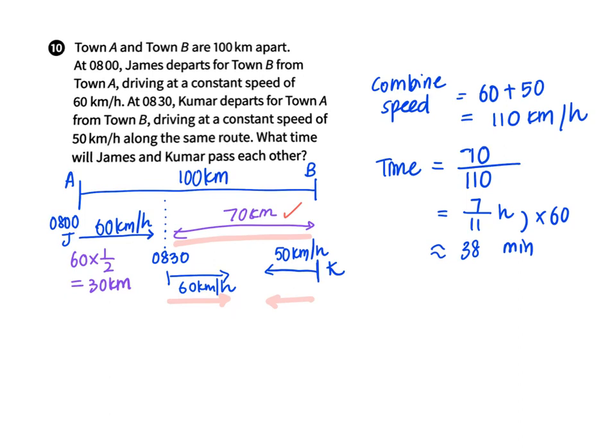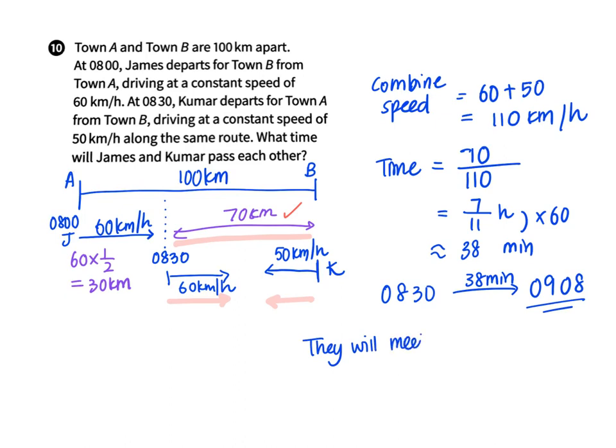38.18 actually, to be clear. So now the timing that they started to meet towards each other is from 8:30. We have a time lapse of 38 minutes. What time will that be? 8:30 plus another 30 minutes will give you 9 o'clock. 9 plus 8, that will give you 0908 hours. So this time they will meet each other at 0908 hours. Have you gotten the concept?